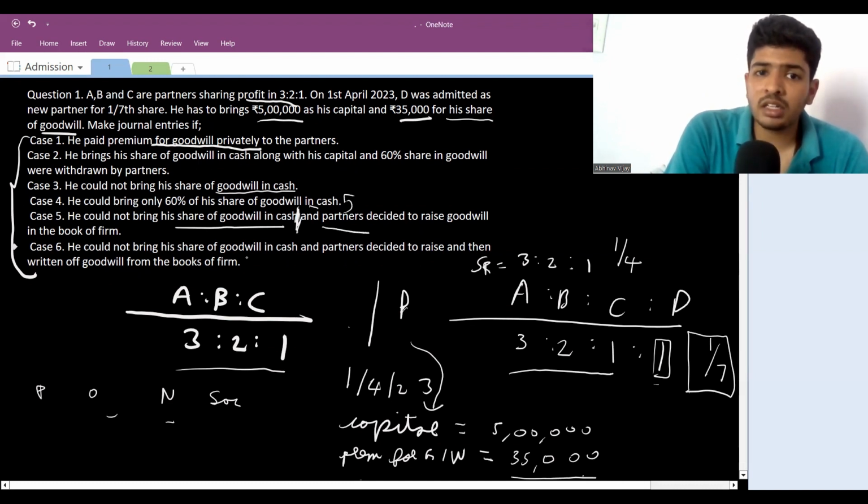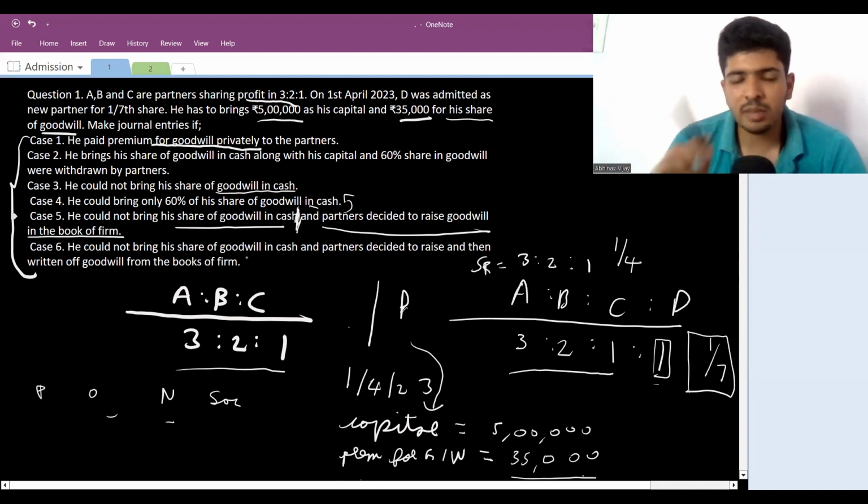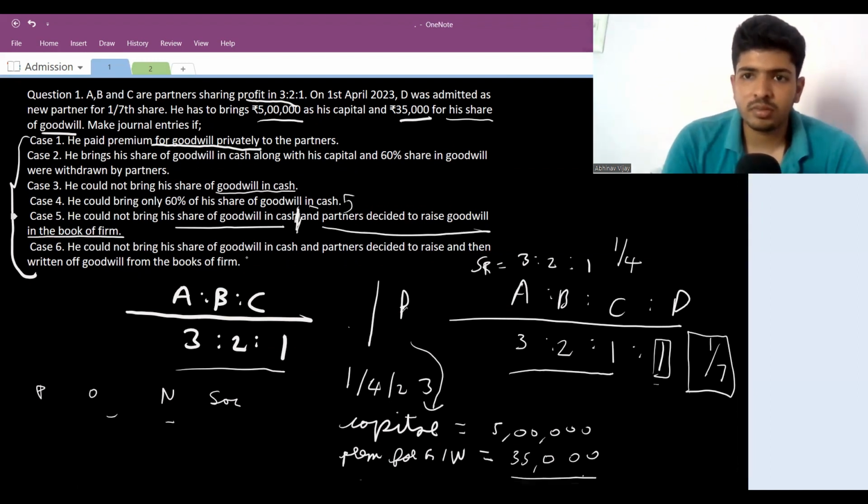But here they say, and partners decided to raise goodwill in his books. This is where a little separate thing should be done. What is it? You'll know now. I'm going to do the solution.